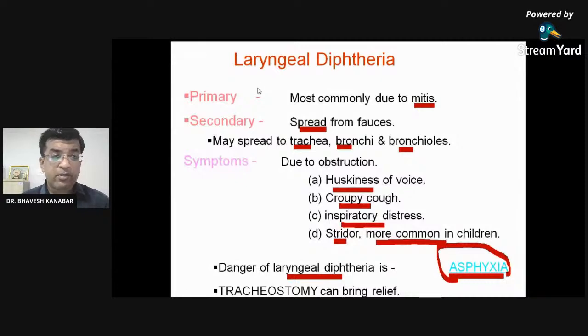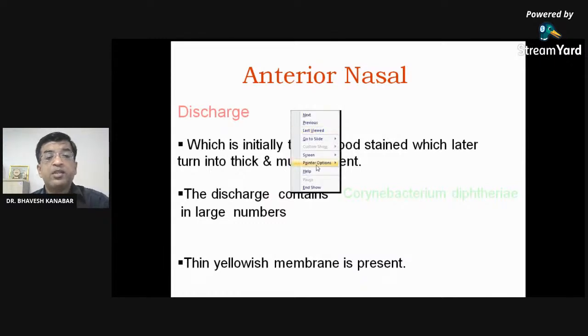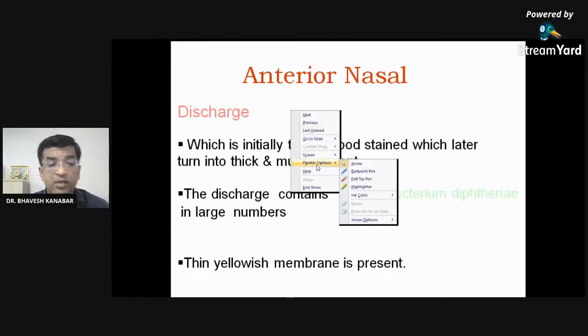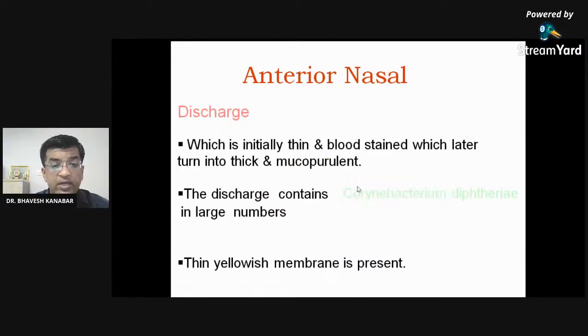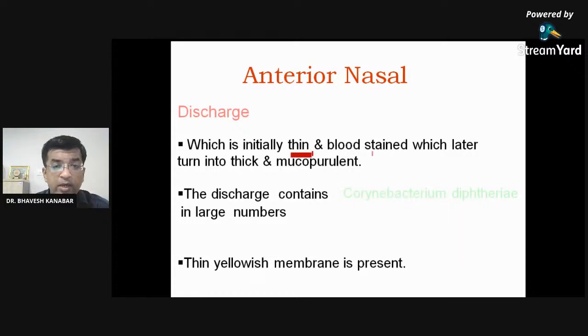Till then we are discussing further. Anterior nasal type of diphtheria. Here, in the anterior nasal type of diphtheria, there will be involvement of the nasal cavity. So there can be a discharge which is initially thin and blood stained, which later becomes thick and mucopurulent.